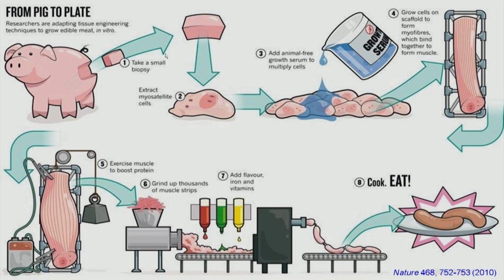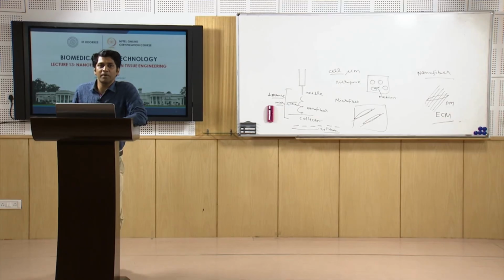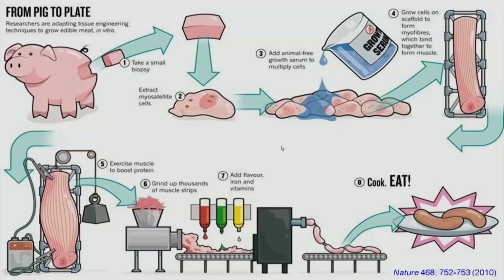Take a small biopsy from the pig, grow the cells, and add animal free growth serum to multiply the cells, and also give some mechanical force so that it can exactly mimic your muscle cell. Then you can grind up the muscle strips and add flavor like iron or vitamins. So that will add flavor to your meat. And finally you can cook and eat. That means from this example we learnt that tissue engineering is not only for biomedical applications, it can also be useful for growing edible meat.